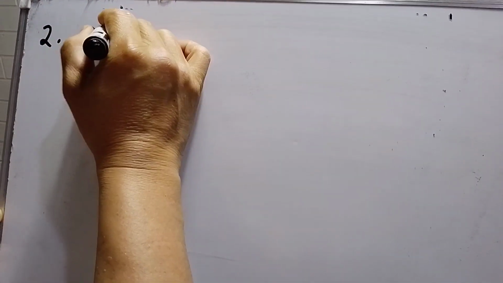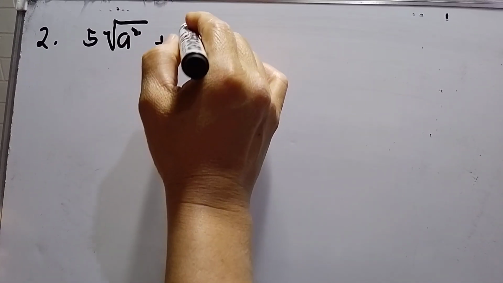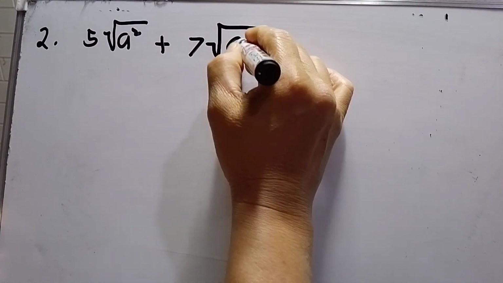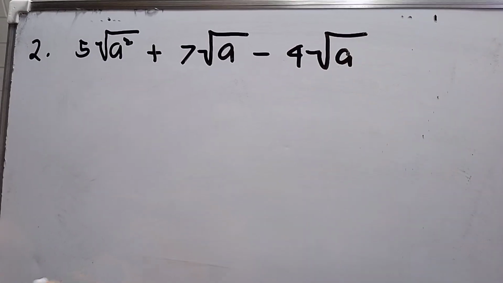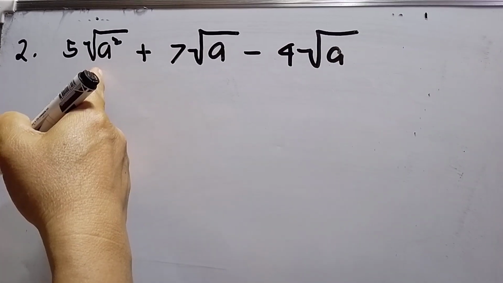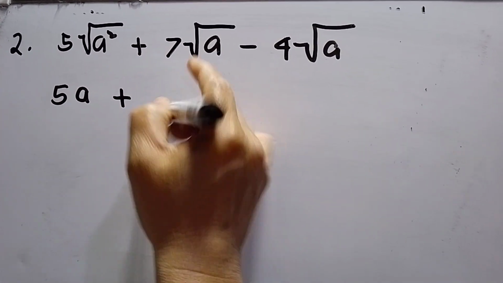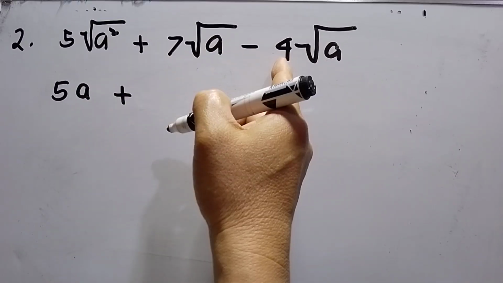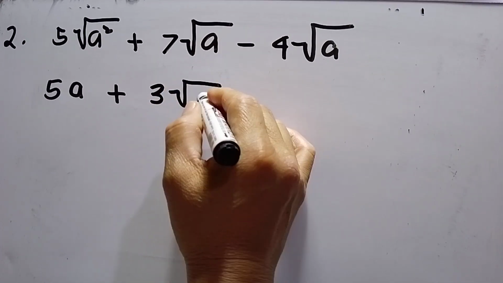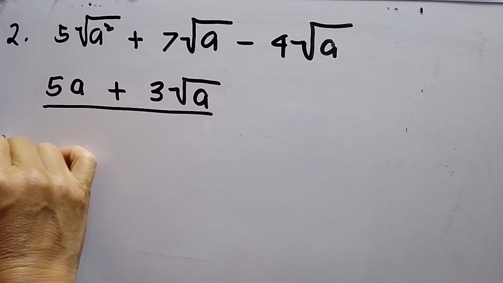Number 2, I have 5 square root of a squared plus 7 square root of a minus 4 square root of a. Okay, this one, 5 square root of a squared, that is equal to a, plus this one. We can combine this one because they have the same square root of a. 7 minus 4 is 3 square root of a. So that is the answer for number 2. Then how about number 3?